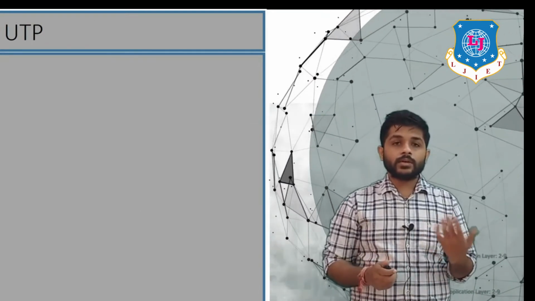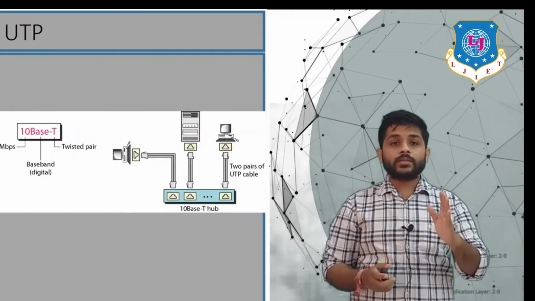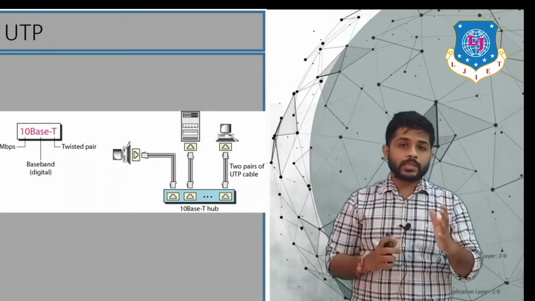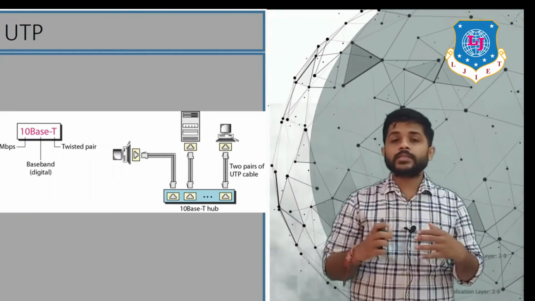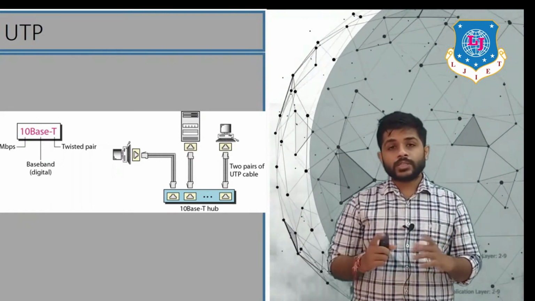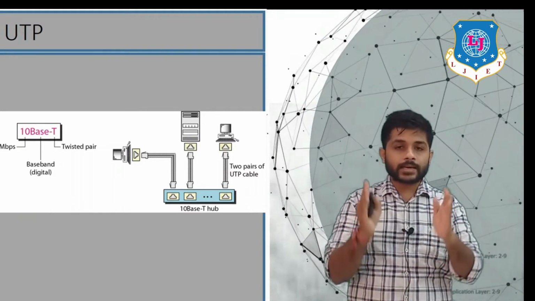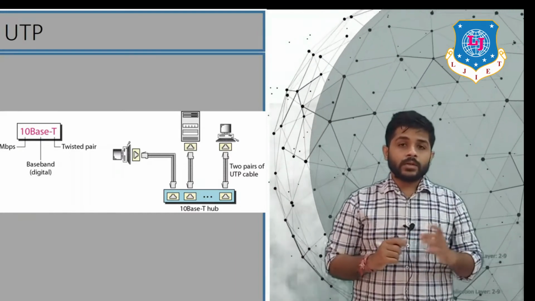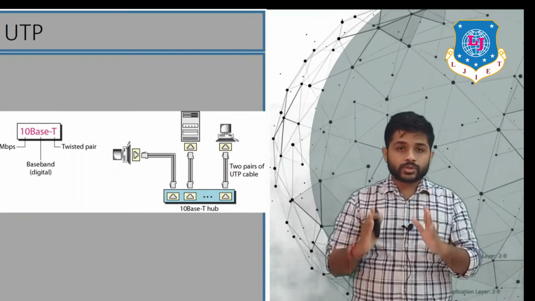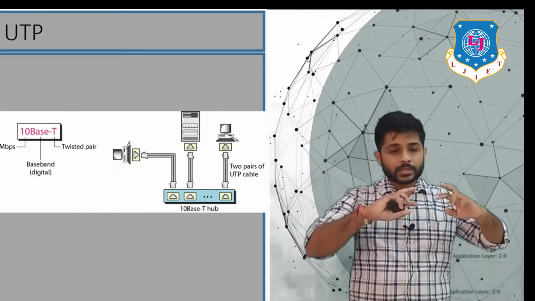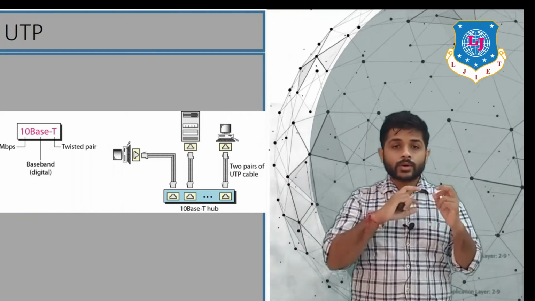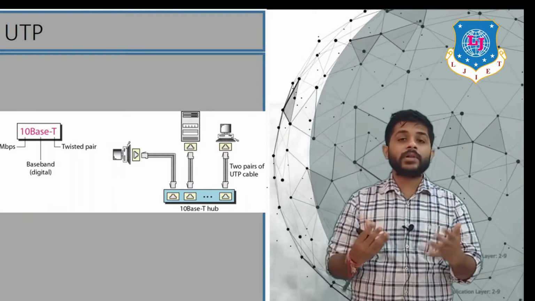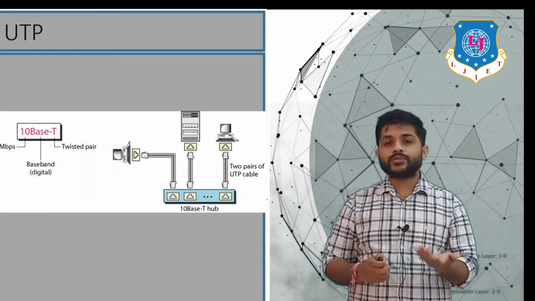Now let's see the UTP, which is 10BASE-T, unshielded twisted pair. You can see that the topology which is implemented is the star topology. In the star topology, all the devices are connected via a central hub using individual cables. In the twisted pair cable, all the cables are twisted together. If the cables are twisted together, the noise which is added in the cable will be very less. So that is the advantage of twisted pair cables.